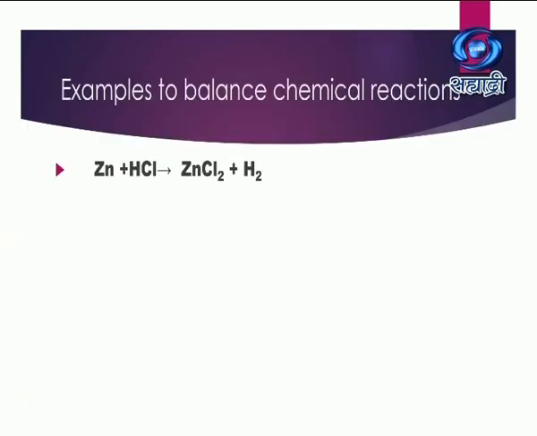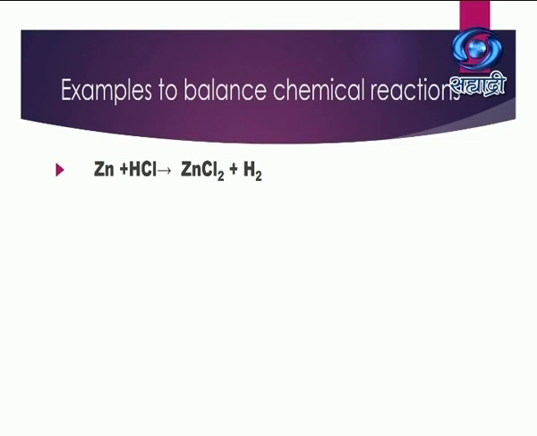Here we have some more examples to balance chemical reactions. In the previous session, we learnt in detail how to balance chemical reactions. First one is Zn + HCl gives ZnCl2 + H2. That is, zinc plus hydrochloric acid react together to give zinc chloride and hydrogen. Now here you will observe the atoms of reactants and products on both sides. Zinc is only one on the reactant side and only one on the product side.